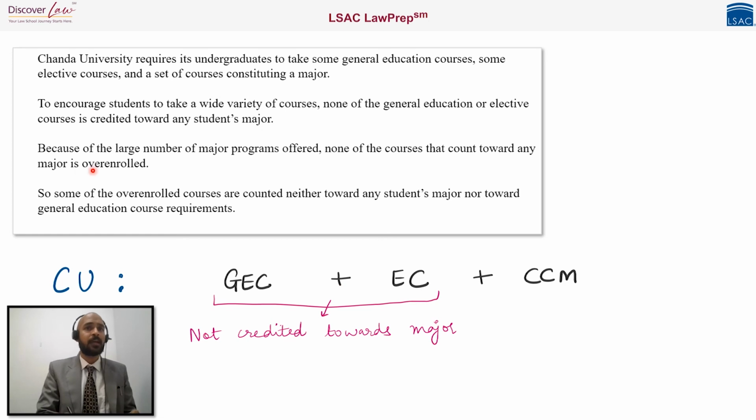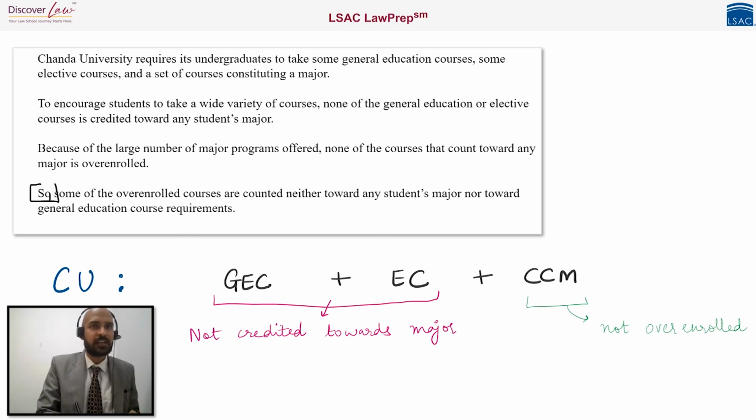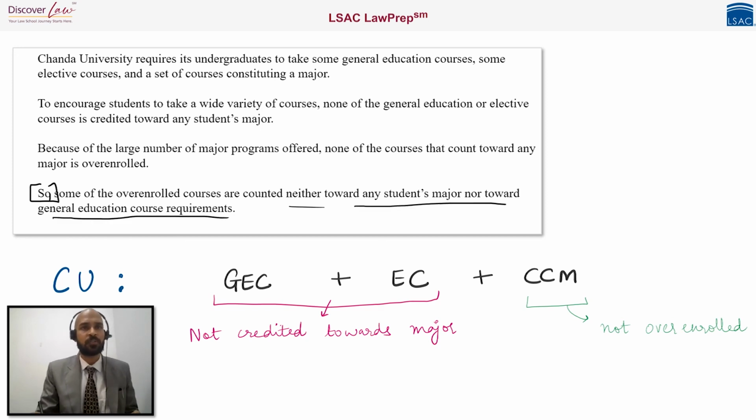Okay. Because of the large number of major programs offered, none of the courses that count toward any major is over-enrolled, which means that these courses which count towards the major are not over-enrolled. Then you can see the final sentence, which looks very clearly like the conclusion because it begins with so. It says so. Some of the over-enrolled courses are counted neither toward the student major nor toward the general education course requirements.